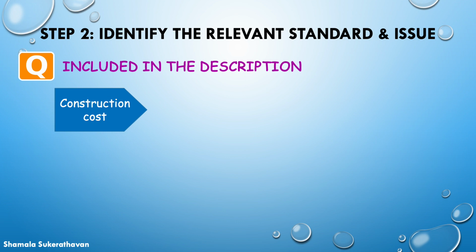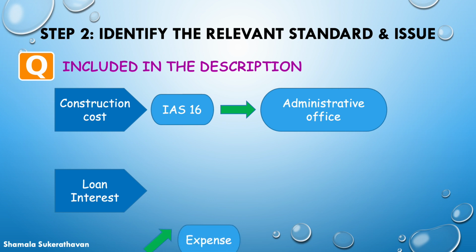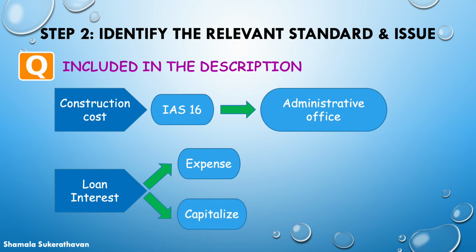One, the construction cost. This falls within the scope of IAS 16, Property, Plant and Equipment, given on completion, the building shall be owner-occupied as it would be used by ABC Limited as its administrative office. Two, the loan interest. There are two possible accounting treatments, that is either to recognize the interest as an expense in the profit or loss, or capitalize the amount, meaning the interest incurred is added to the cost of the building, if it meets the capitalization criteria of IAS 23.